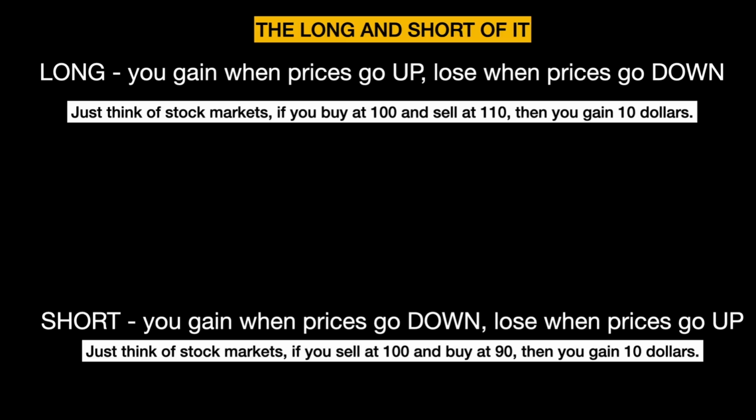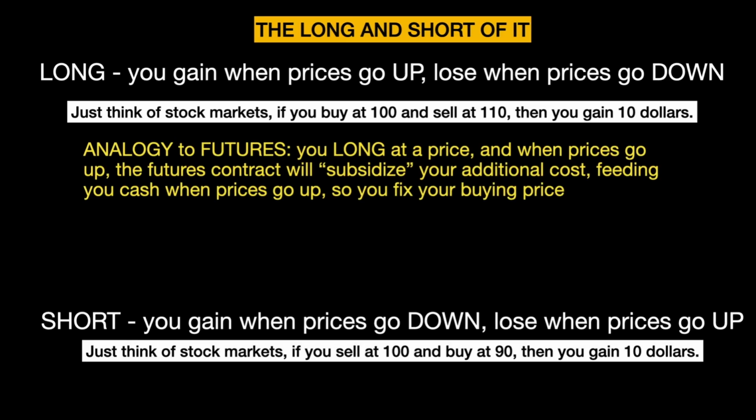Alright, well, just think of stock markets. If you buy at 100 and sell at 110, meaning prices went up, then you gain $10. So you gain when prices go up. The analogy for futures is this. If you are long, then you are buying in the future at 100. If prices go up to 110, then the futures will subsidize the difference so that you end up buying only at 100, even if prices at maturity are at 110. That is, you fix the price at 100 at all times.